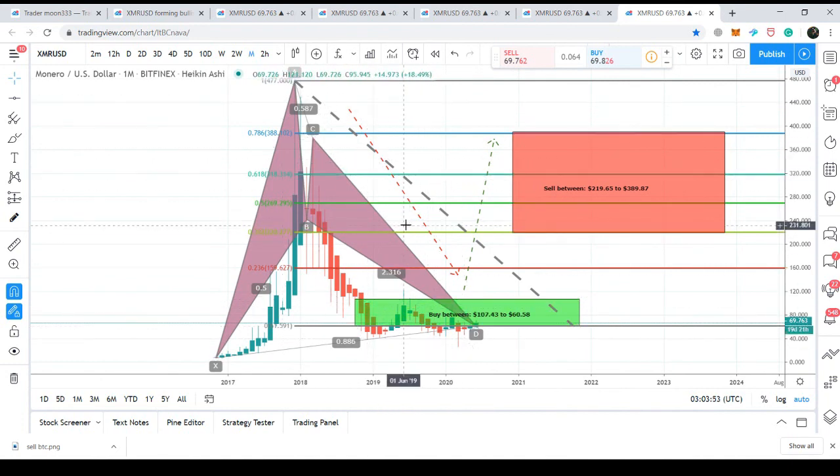So this was the update so far on XMR. If I have more updates, I'll definitely share with you.